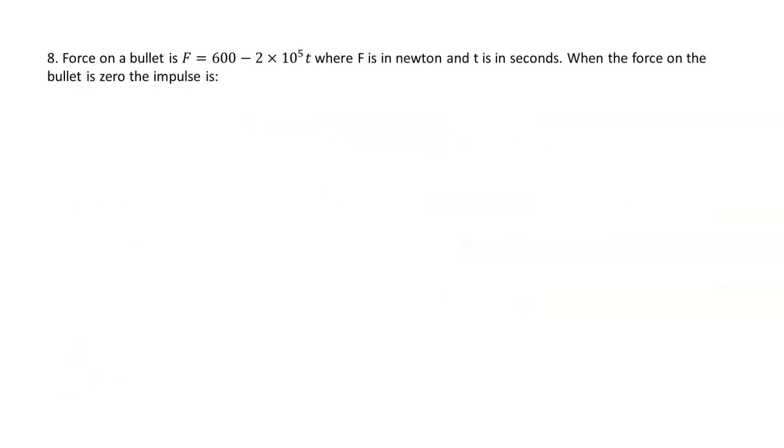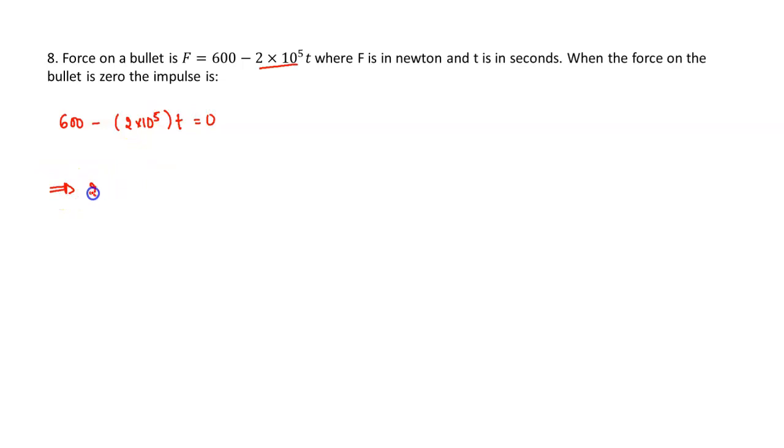The eighth question is related to impulse. Here the question given is: force on a bullet is F = 600 minus 2 into 10 power 5 into T. F is in Newton and T is in seconds. When the force on the bullet is 0, the impulse is. Let us calculate the time at which force on the bullet is 0. So if force is equal to 0, then 600 minus 2 into 10 power 5 into T will be equal to 0.